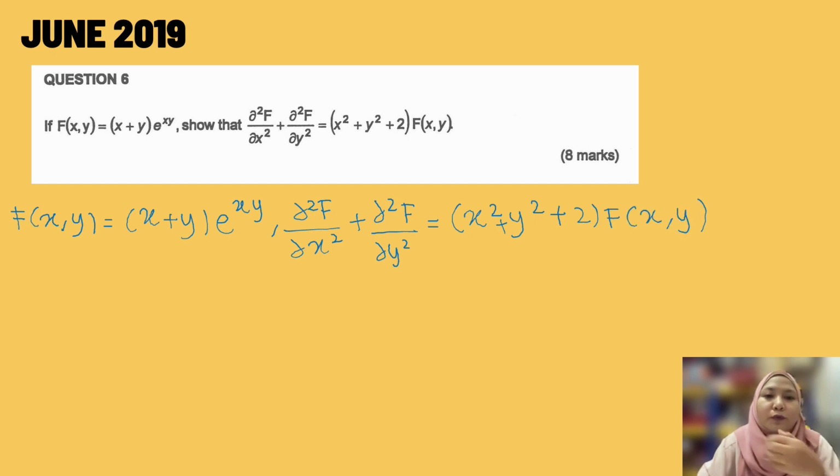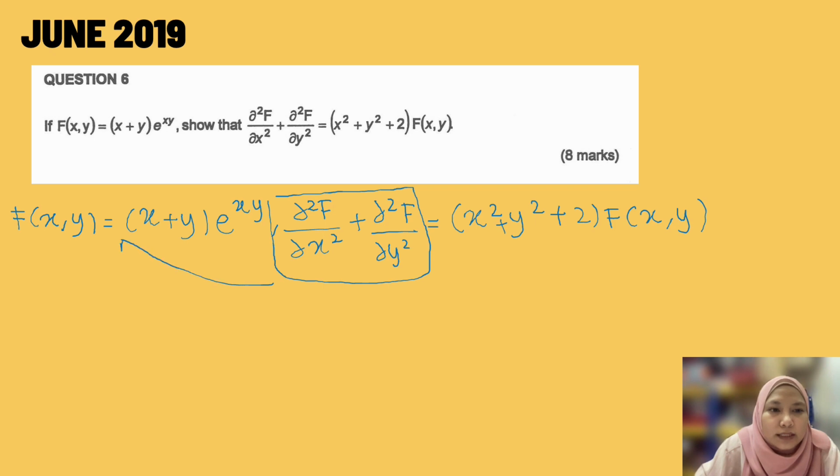So for a proving question like this, it means that we need to do this using the function given in the question, and then the final answer must equal the one on the right hand side here. So we need to verify that.